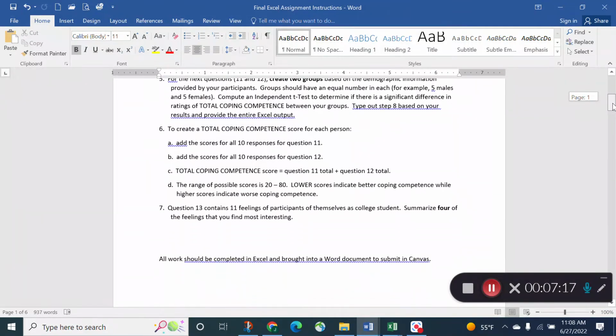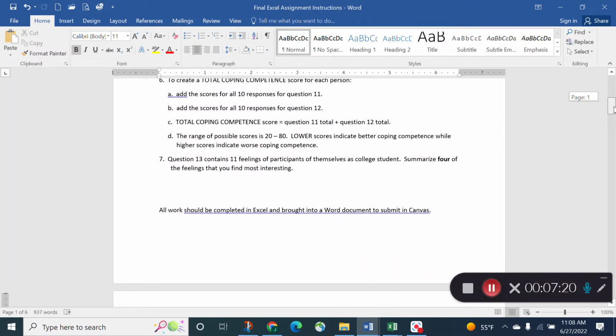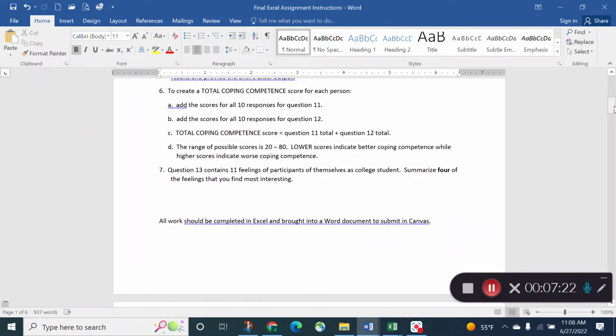And the way that you do that is for question number 11, you take all 10 questions for that. They were written as Q1 through Q10. For each person, add up all 10 of those scores for question number 11. For that same person, add up all 10 responses for question number 12. Again, Q1 through Q10. And then add those together. And that will give the total competence score for each of your 10 individuals.